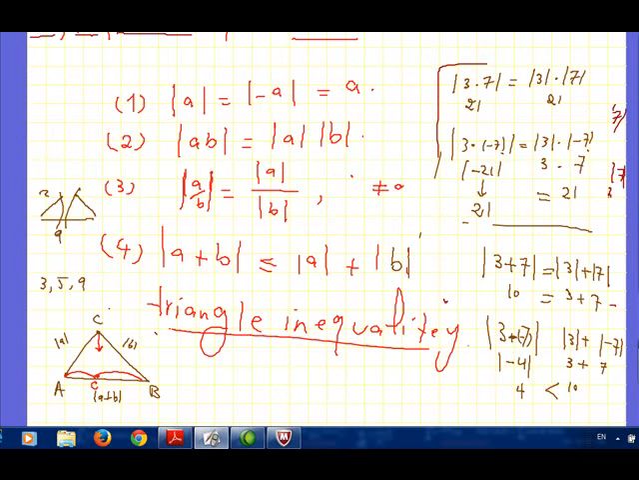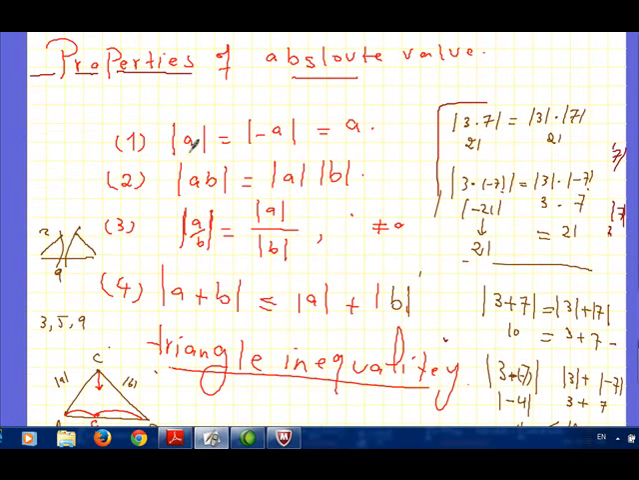The properties of the absolute value function are as follows. Absolute value of a equals absolute value of negative a, which equals a. Absolute value of a times b equals absolute value of a times absolute value of b. Absolute value of a over b equals absolute value of a over absolute value of b, with the condition that absolute value of b is not equal to 0, because we cannot divide by 0.